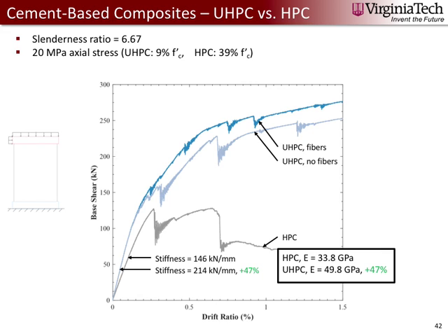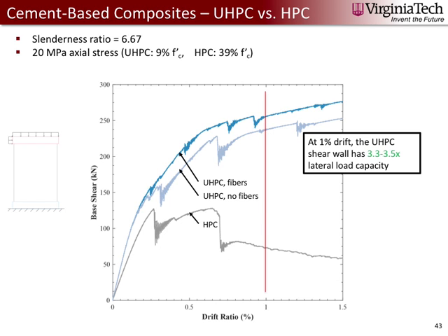The initial stiffness of the UHPC shear wall is 47% higher than that of the HPC shear wall. This increase is the same as the increase in the modulus of elasticity of the two materials. At a drift ratio of 1%, which means the wall has already begun cracking, the UHPC shear wall has over 3 times the lateral load capacity as the HPC shear wall.